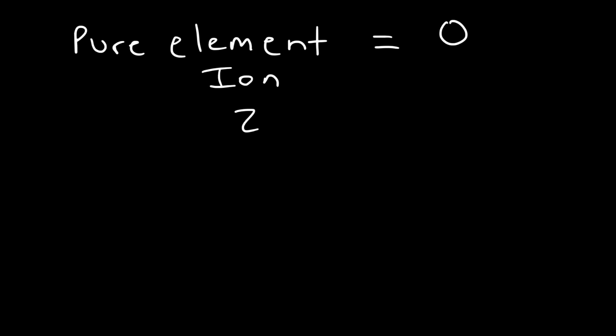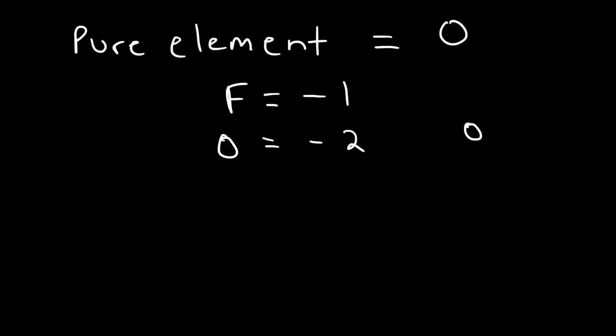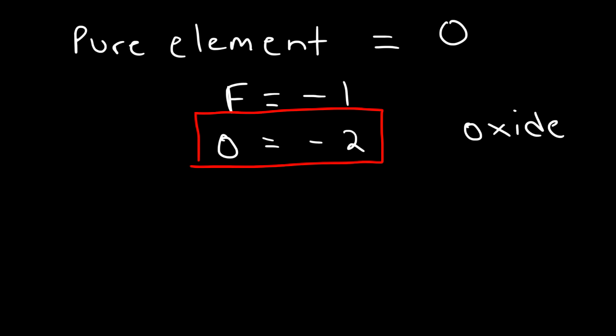Now let's talk about compounds. Whenever you have fluorine inside a compound, when it's not a pure element, fluorine is always going to have a negative 1 oxidation state. Fluorine is the most electronegative element. When oxygen is in a compound, it's going to have a negative 2 oxidation state unless it's bonded to fluorine or unless you hear the name peroxide or superoxide. Whenever you hear the name peroxide, oxygen has a negative 1 oxidation state. If you hear the word superoxide, it has a negative 1/2 oxidation state. But if you hear the word oxide, then the oxidation state is negative 2, which is 99% of the time.